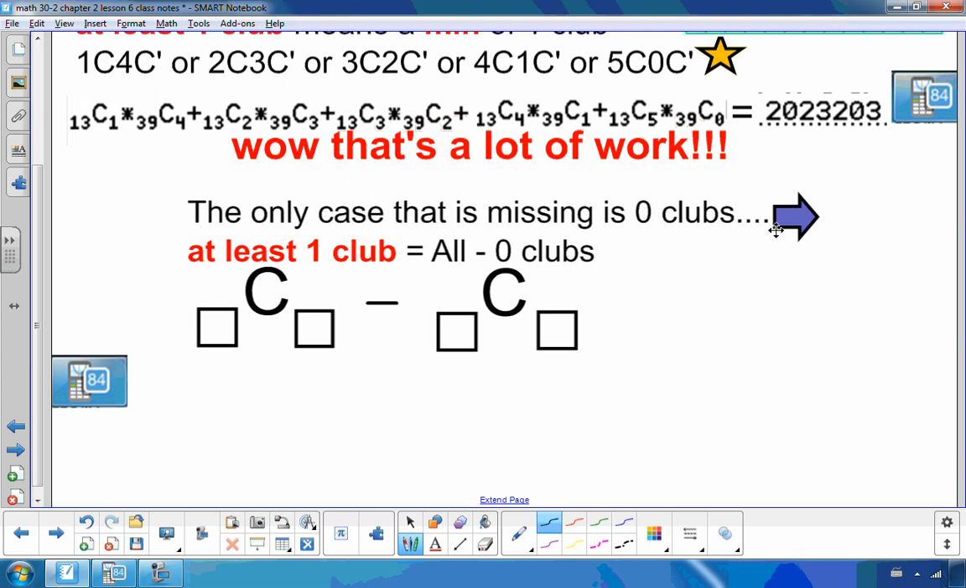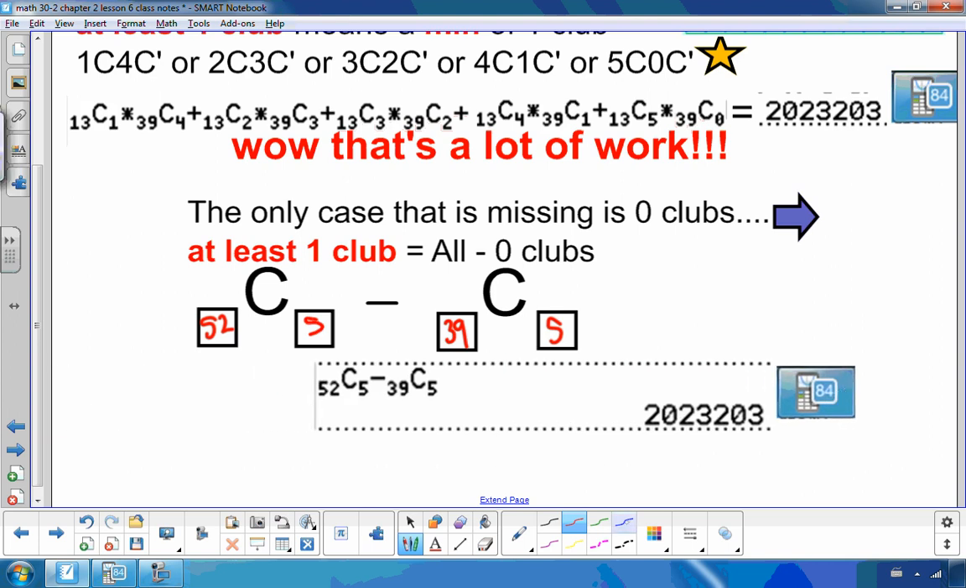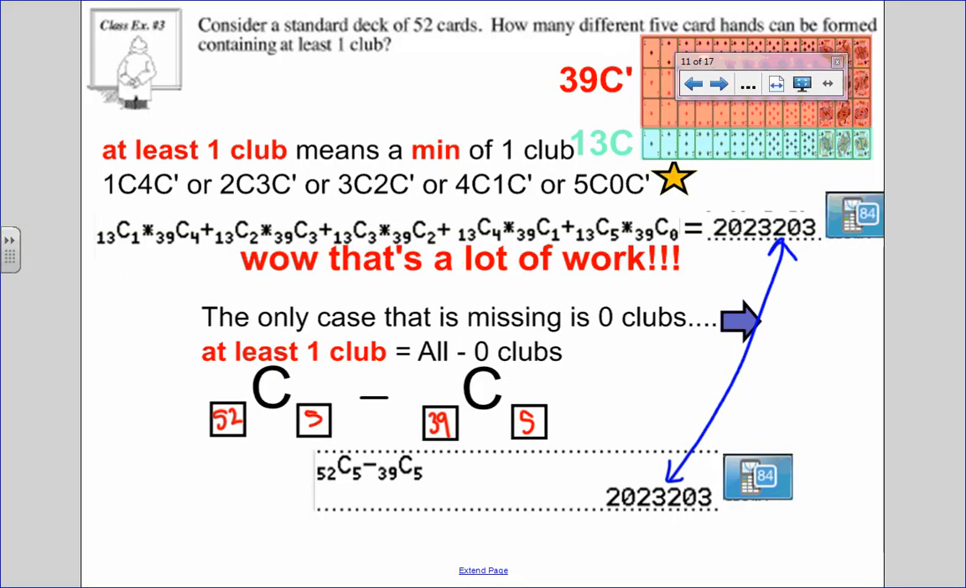So the only case that's missing is 0 clubs. So at least 1 club would be all of the cards with no restriction minus all of the ones that have no clubs. So all the cards no restrictions would be 52C5. And then I'm going to take out all the hands that don't have any clubs. So they're all going to be not clubs. So there's 39 not clubs, and I want 5 of them. So if this method works, we're going to get the same answer as we did right here. So plugging that into my calculator is so much easier in my opinion, and you see that you can have a match. Okay? So either way that you want to do it is totally fine. It just comes down to preference.